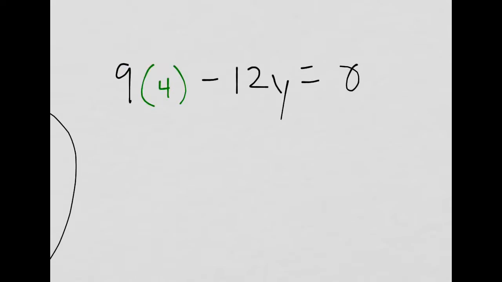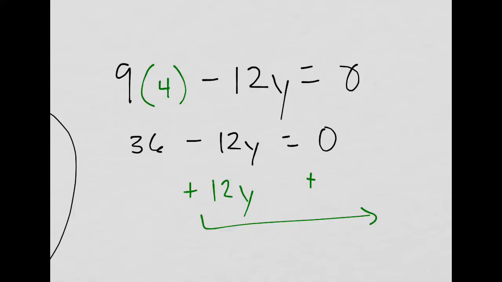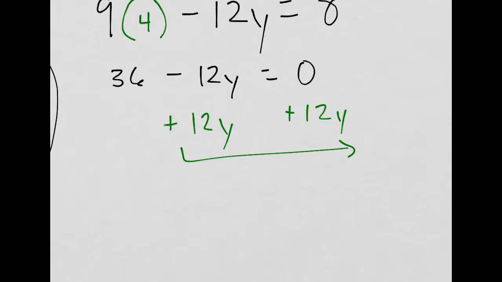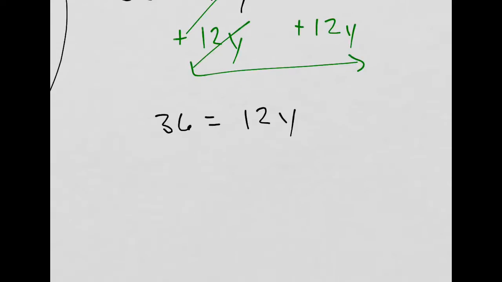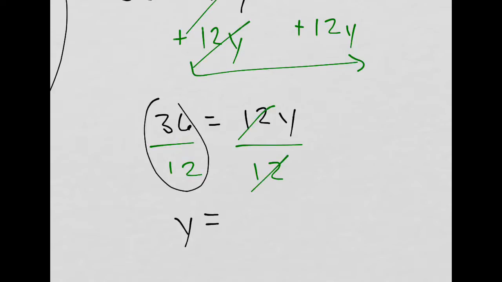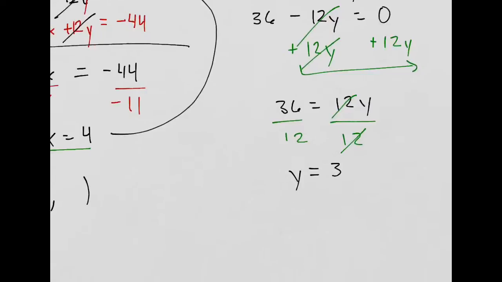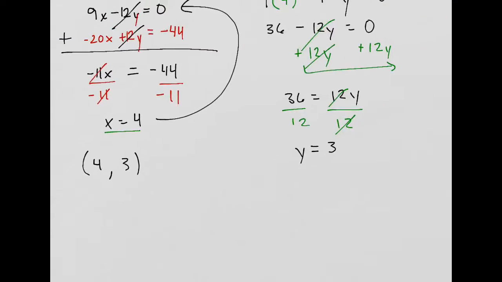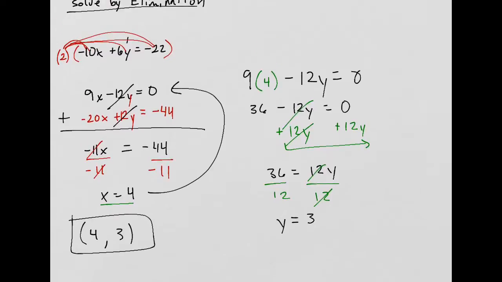And now I will solve this. 9 times 4, 36, minus 12y equals 0. I will add the 12y to the other side, plus the 12y. And then that goes away, so I have 36 equals 12y. And I divide by 12 on both sides. So I get y equal to 3. Is it 3? I think so. It's a 3. So my answer is 4 comma 3. And that's the point where they intersect.